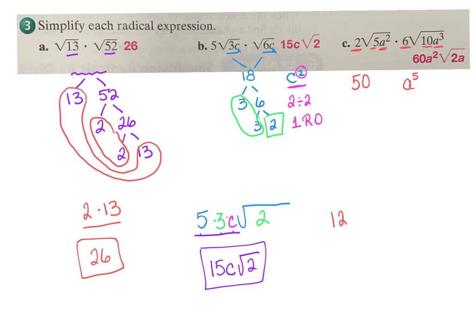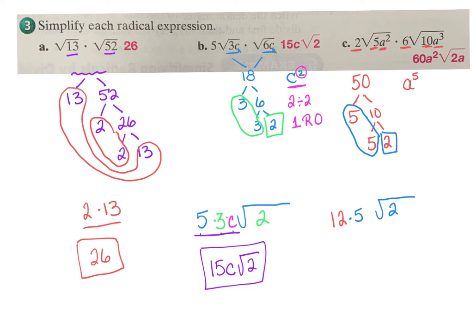So let's look at our 50 first. We already know that 50 is 5 times 10, because those are the numbers we used to get it. And for 10, well, 5 goes into 10 again, so 5 times 2. Now I have all primes, so if it pairs up, it comes out. The 5's pair up, so that comes out. And then inside the radical, the 2 does not pair up, so it goes in.